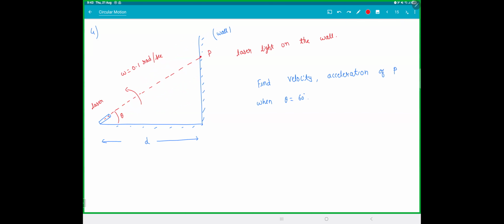Right, Samyak. Yeah, I can give numbers, like let's make this 100 meters. Find the velocity and acceleration when theta is 60 degrees. Try, everyone, try. I'll give you 2 minutes.